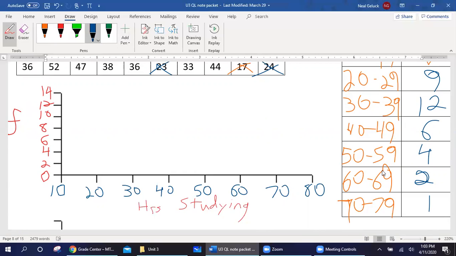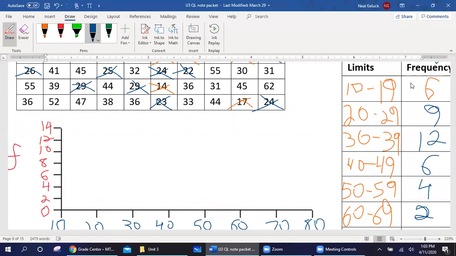So the first class that I had, 6 for a frequency. So I'm just going to make a bar between the 10 and 20 up at 6. And then 20 to 30 went to 9. So that'll be between the 8 and 10. Then it went up to 12.